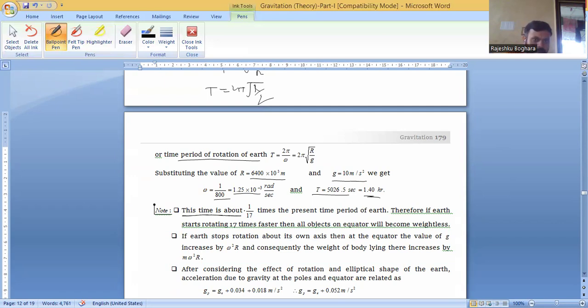This time is about 1 by 17 of the present time period of the earth. Therefore, if earth starts rotating 17 times faster, then all objects at equator will become weightless. If earth stops rotation about its own axis, then at equator the value of g increases by omega square r. The weight of the body lying there increases by m omega square r.